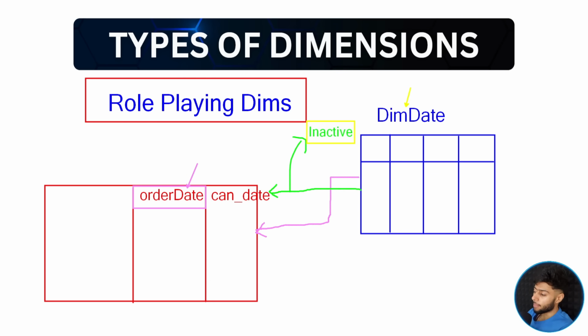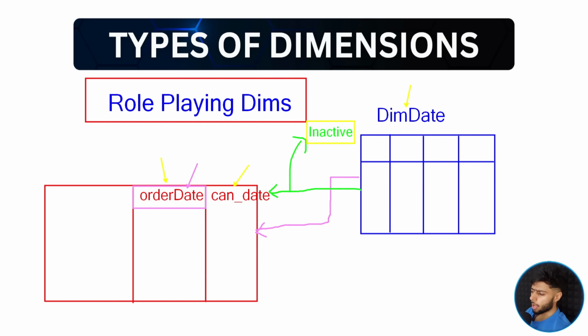So this dimension is actually playing two roles, one for order date, one for cancel date. These kinds of dimensions are called role playing dimensions. Yes, there can be only one active relationship at a time, but it can be switched if you want to switch. Make sense? So this is your role playing dimensions.